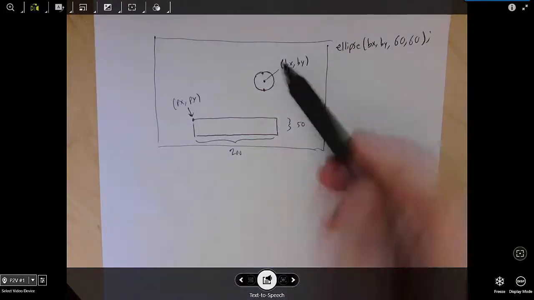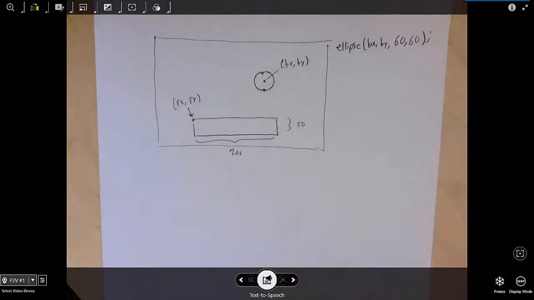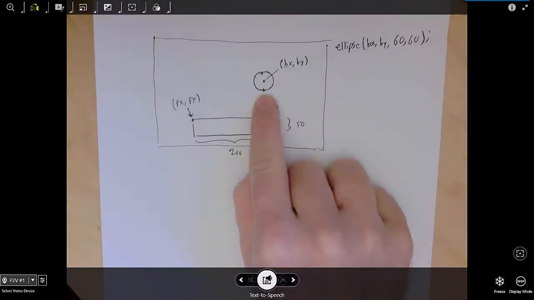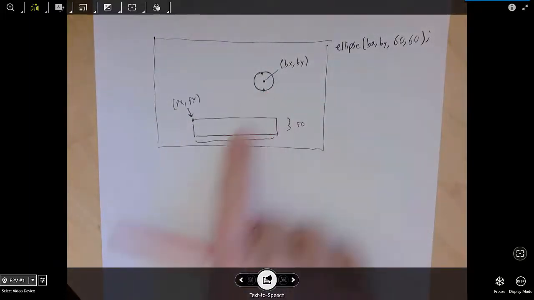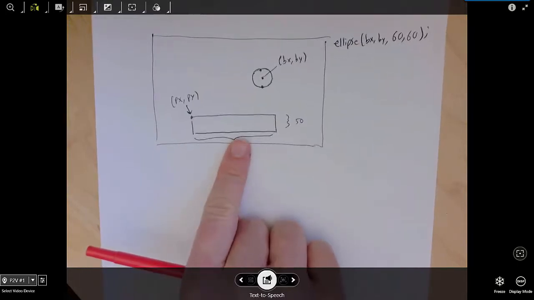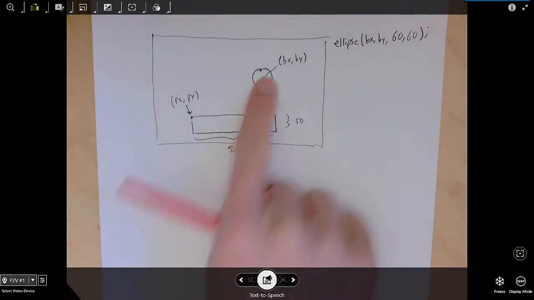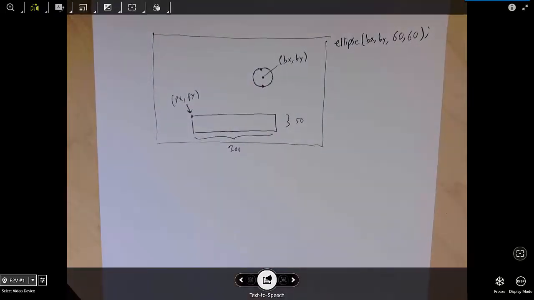Instead of asking, is the entire circle overlapping the paddle, I'm just going to select one point. I'm going to select the point right at the bottom of the ball. And I'm going to ask the question, is this point inside the rectangular region? And if the answer is yes, then I'll assume that the entire ball is touching the rectangular region and that we should make it bounce.